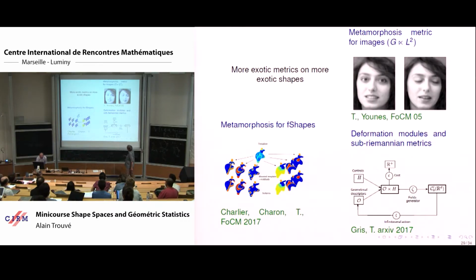I will stop here. I would just want to say that using this idea, you can have a lot of funnier spaces. You can look at images with a richer action, not only the group of diffeomorphisms but also a change of gray level. This is the same thing, you have metamorphosis. You can also think about shape spaces where you have a shape but also a structure, a function on it. And you can think about having more sophisticated metrics, and I'm sure Xavier will do so as well.